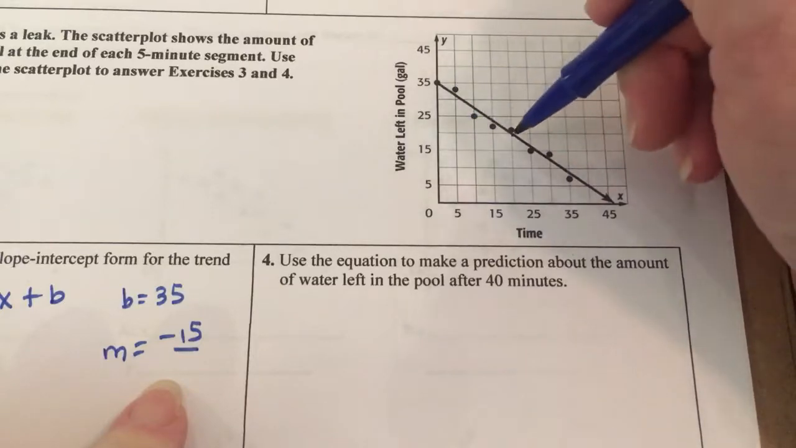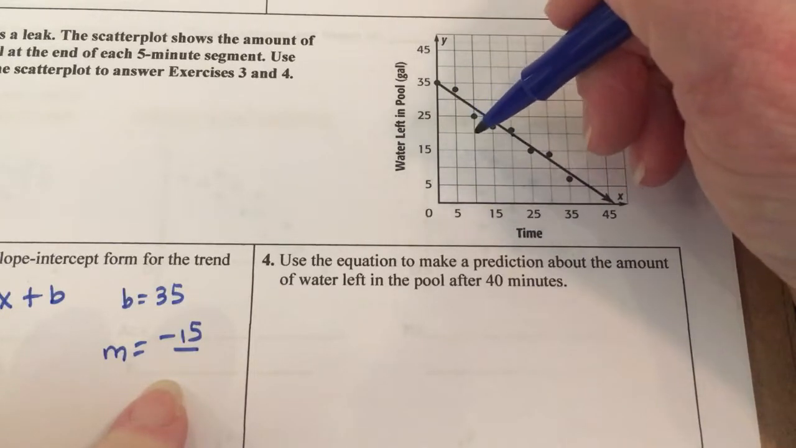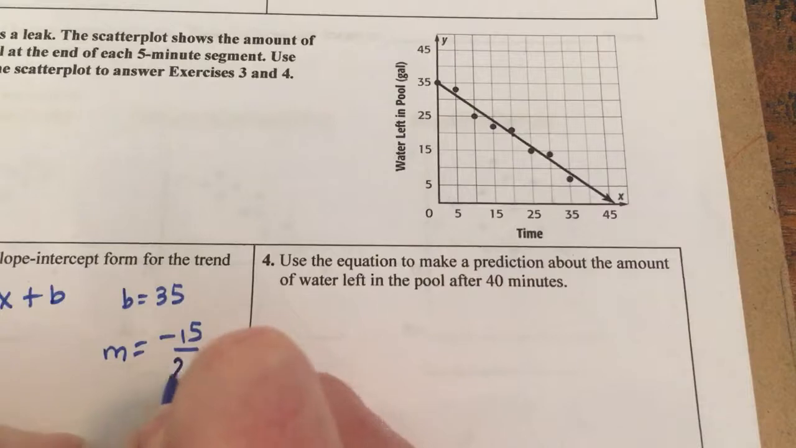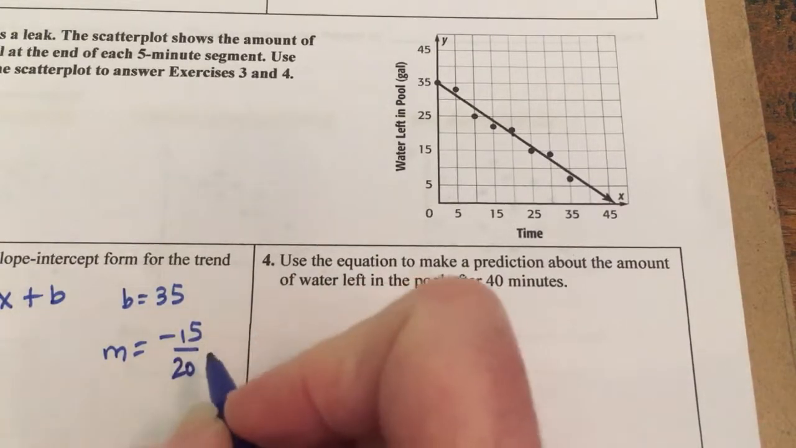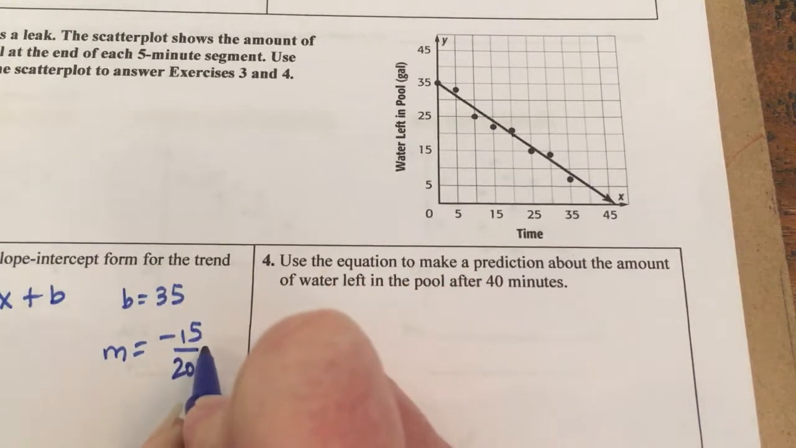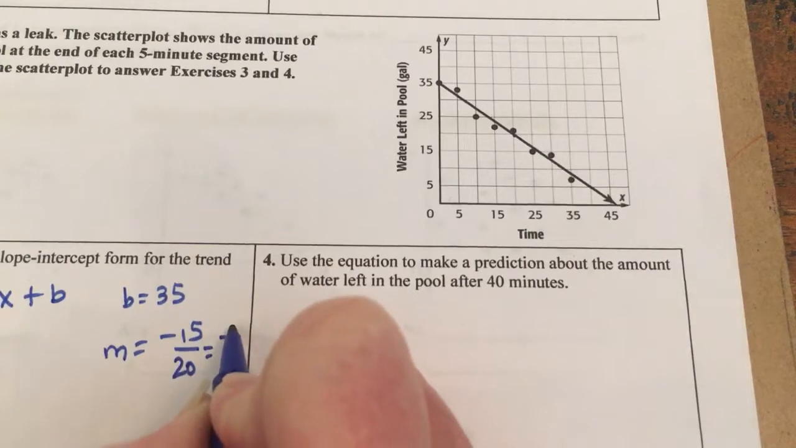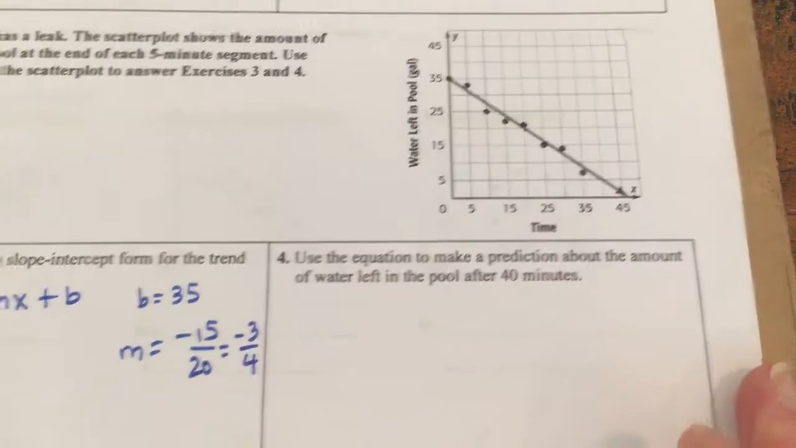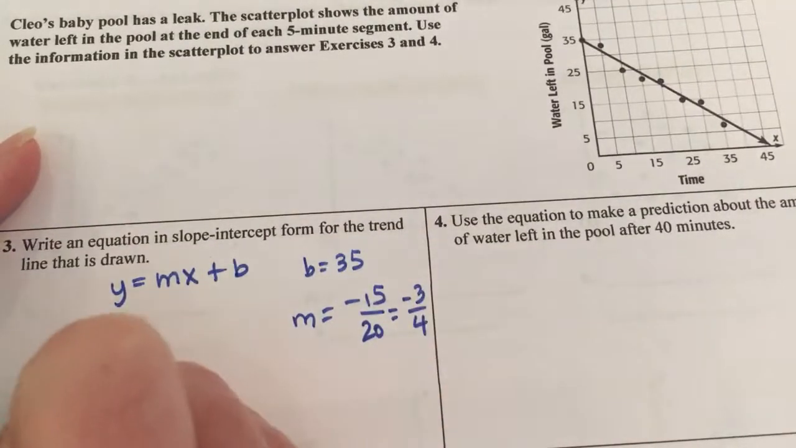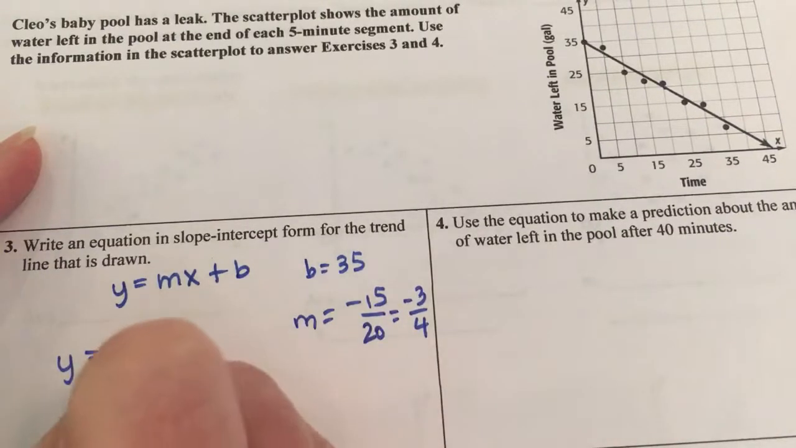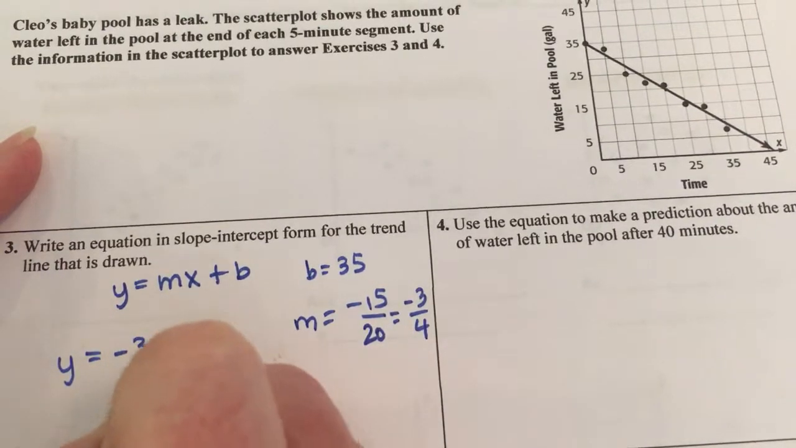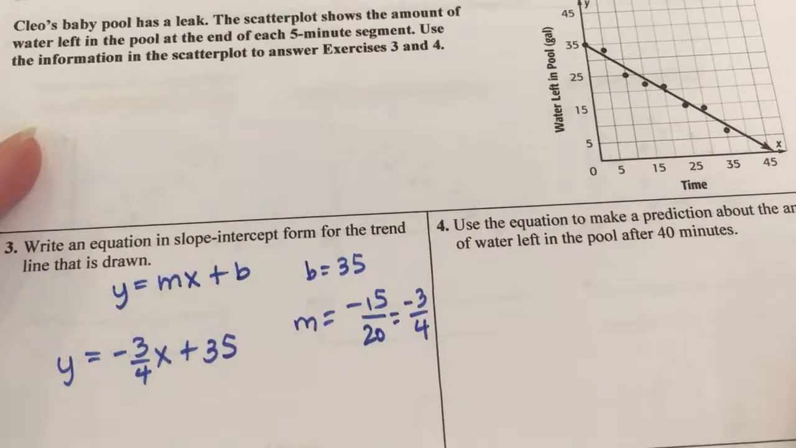And I'm going to go over to this point right here. So 5, 10, 15, 20. I'm going to go over 20. And that simplifies by 5. If I divide both by 5, I get negative 3 over 4. So my slope is negative 3/4. Now I'm going to put that into the equation: y equals negative 3/4 x plus 35.